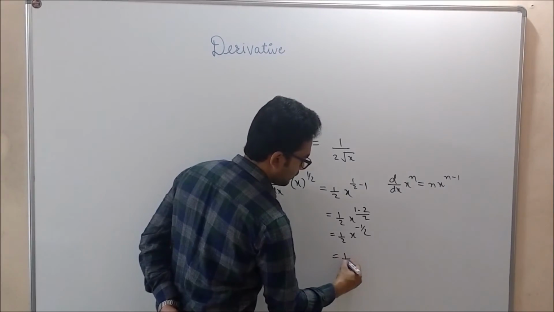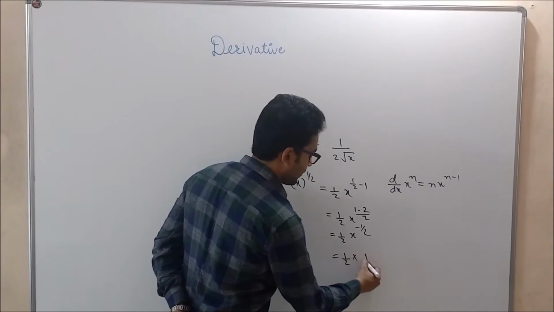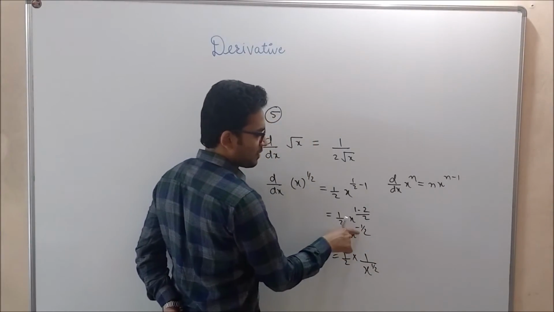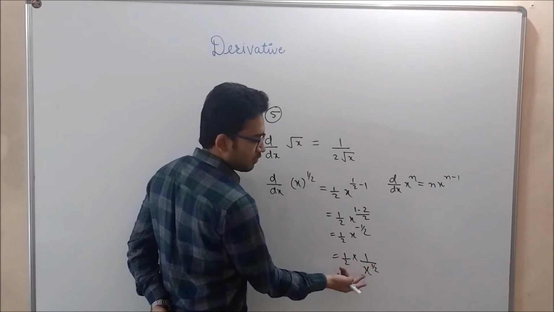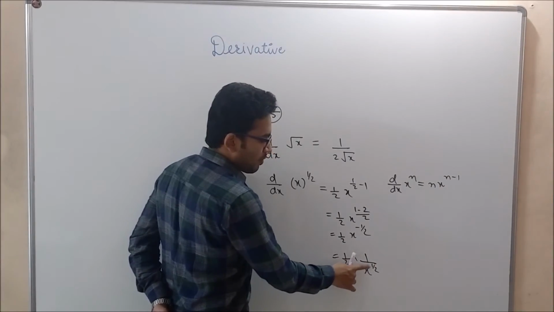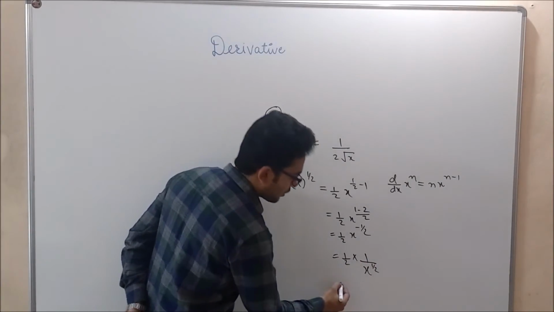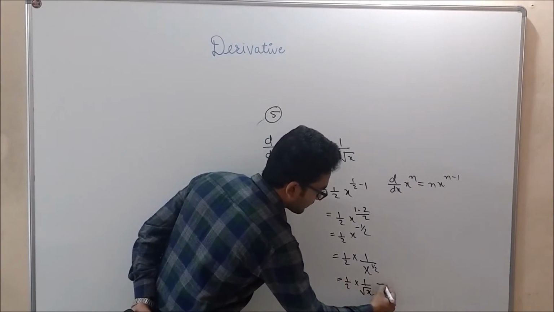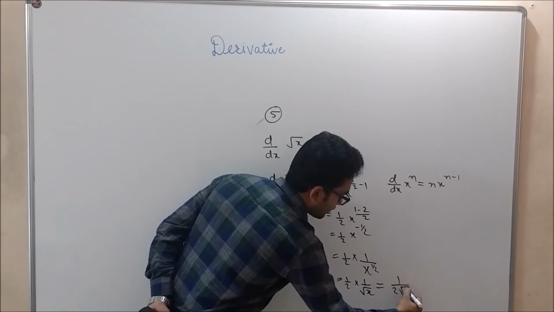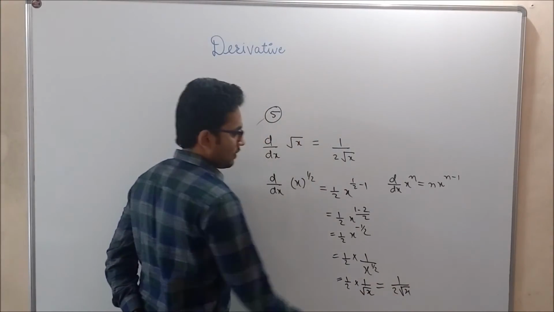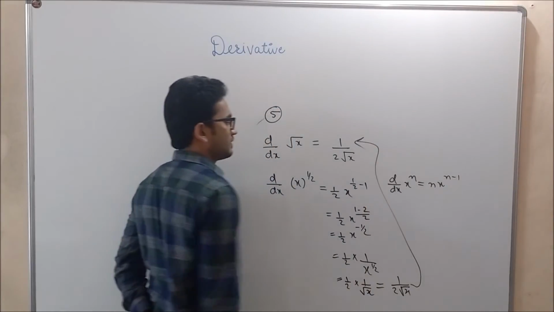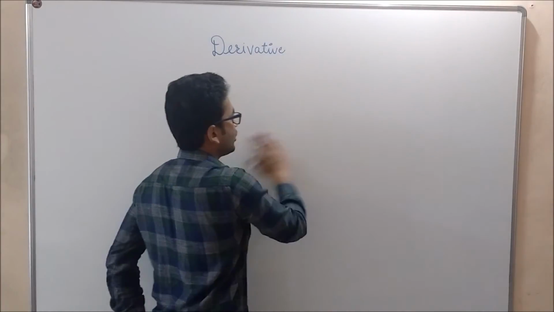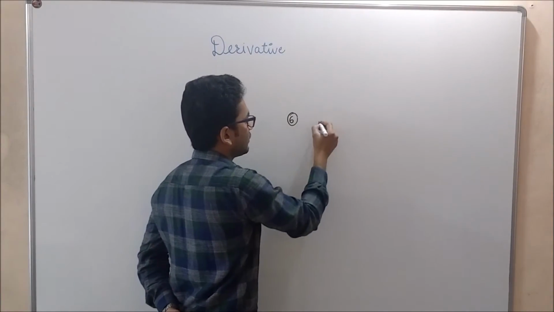which is again equal to 1 by 2 into 1 upon x raised to positive 1 by 2. Here it was x raised to minus 1 by 2 in the numerator. When it goes in the denominator, it will become x raised to positive 1 by 2. But x raised to positive 1 by 2 is equal to root of x. So therefore, multiplication of these two gives 2 root x, which is equal to this. Hence proof. Right?